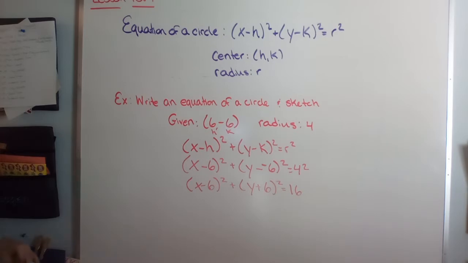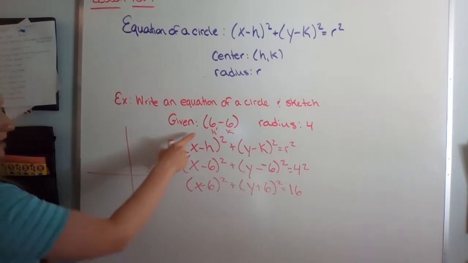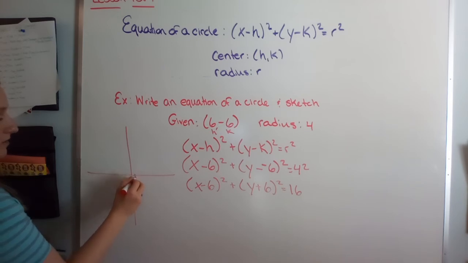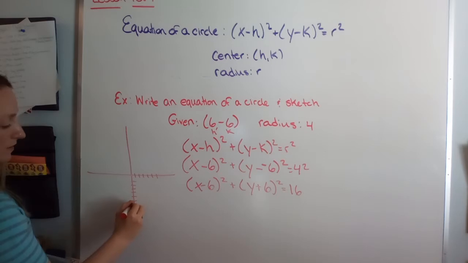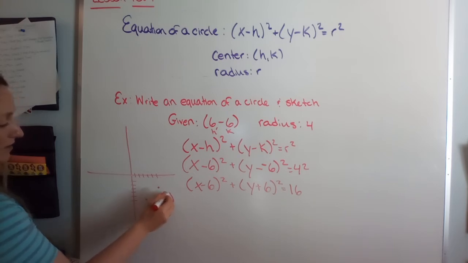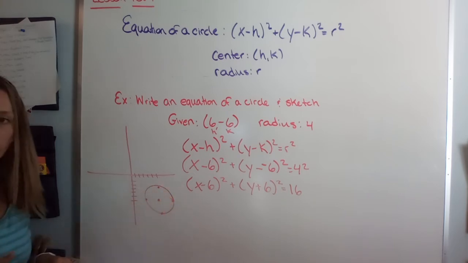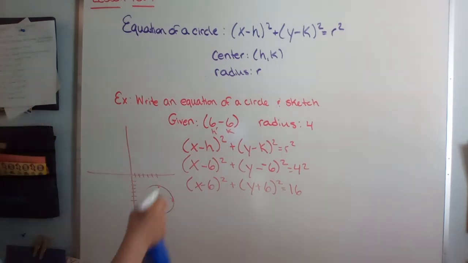Okay. Now, if I want to sketch it, my center is at 6, -6. So somewhere there. My radius is 4 units. So I'm going to count 4 up, 4 down, 4 to the right, and 4 to the left. Something like that. And there you have it. All right. Let's try another.